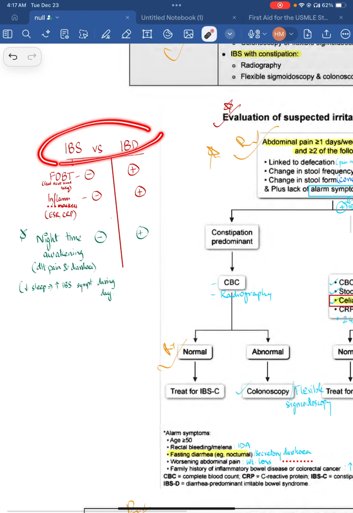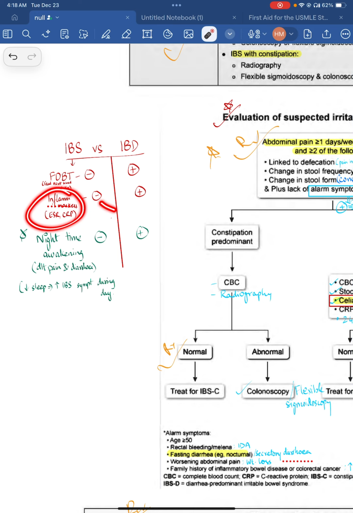Now coming to the IBS versus IBD differentiation. There is no blood in stool. So fecal occult blood testing comes back negative in IBS, whereas it is positive in IBD. Inflammatory markers are not present in IBS, whereas they are present in IBD. Nighttime awakening due to pain and diarrhea does not happen in IBS. It does happen in IBD. Even if the patient has decreased sleep, that will lead to an increased number of symptoms during the day, not during the night when he's sleeping.